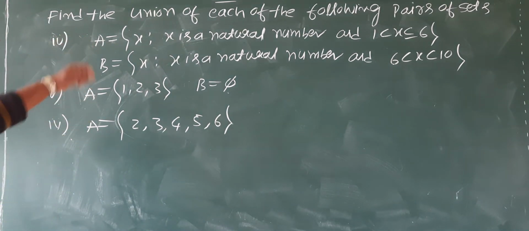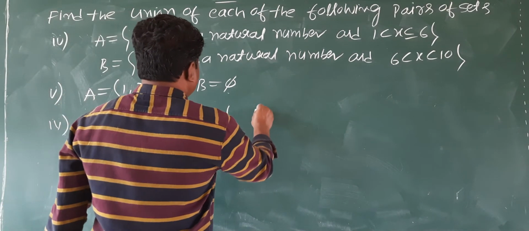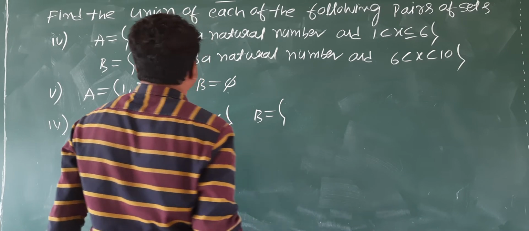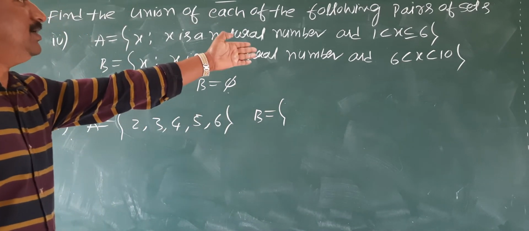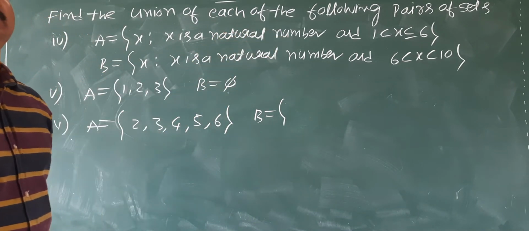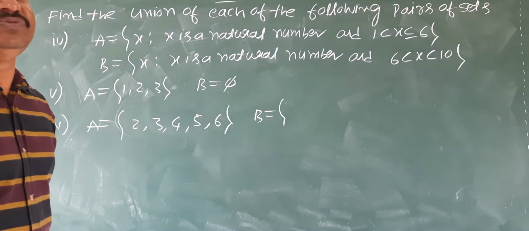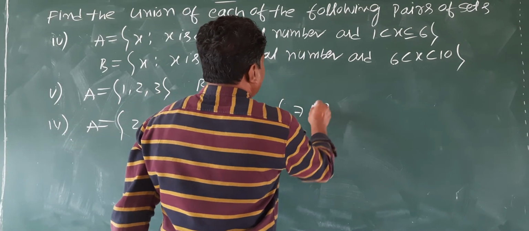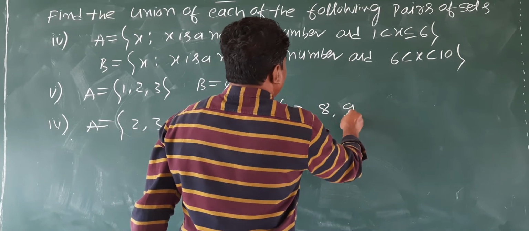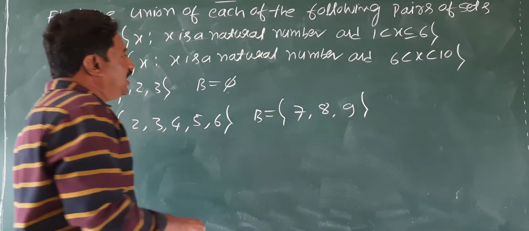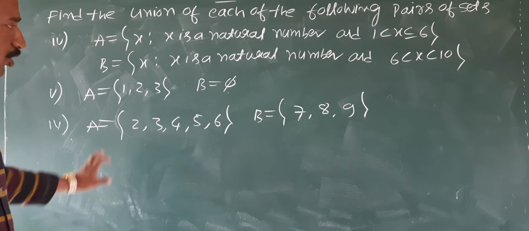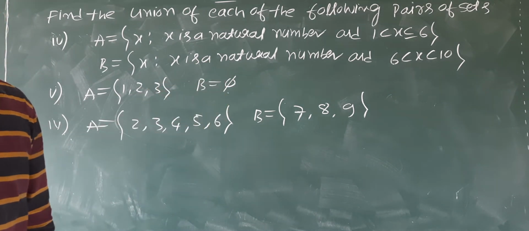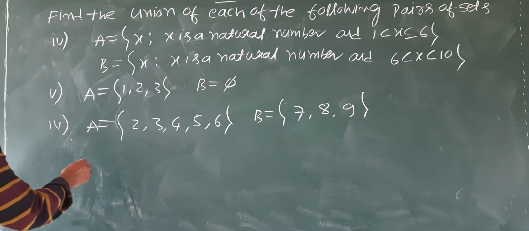Right. Now take set B. Set B: x is a natural number and lies between 6 and 10. Tell me the natural numbers which lie between 6 and 10. So write 7, 8, 9. Now go for finding the union, A union B.